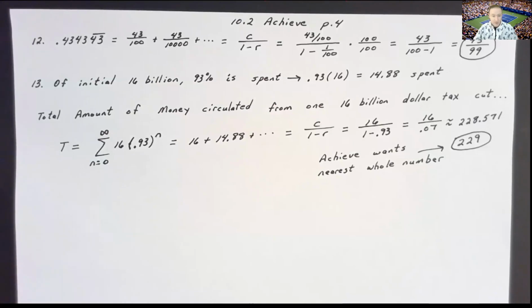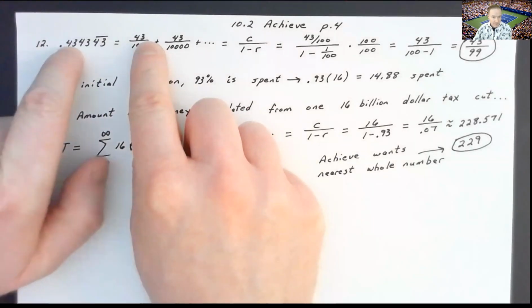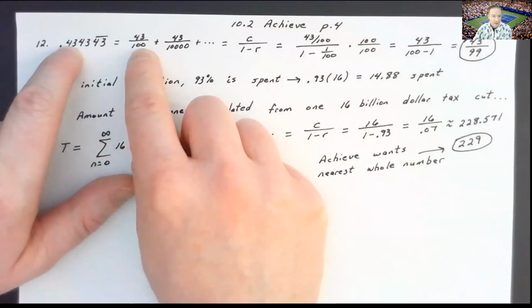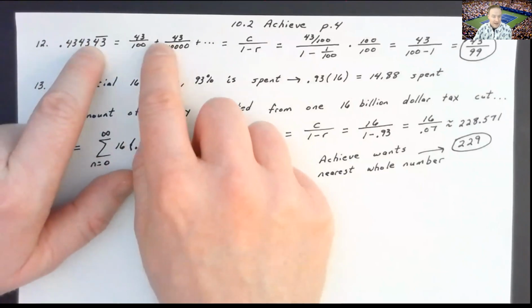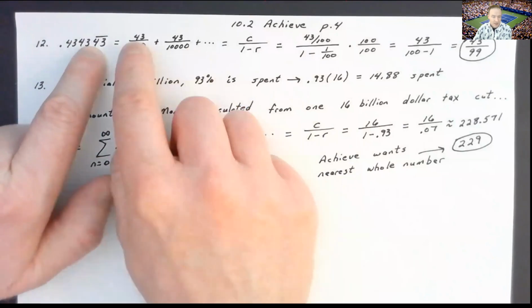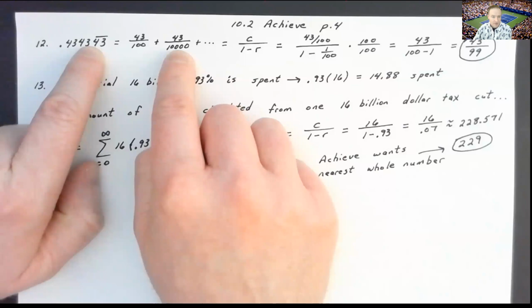So what I had to recognize is that the 43 is the repeating part. This first 43 is known as 43 over 100ths. And then you say, okay, that's tens, hundreds, thousands, 10,000s. That next 43 is 43 over 10,000. So here's your first term of the series. Here's your second term of the series.